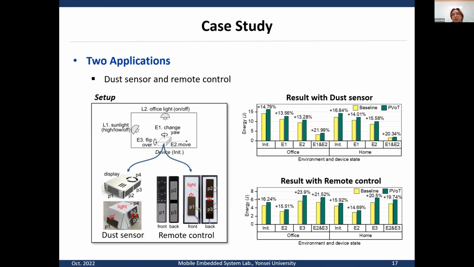Finally, we conducted a case study to demonstrate the effectiveness of the PVoT system. The figures on the left show the environmental settings, and we set up 2 imitated indoor devices with PV arrays and measured the harvested energy for 12 hours. As a result, PVoT showed an energy gain in the remote control of up to 23.9% in the best case.